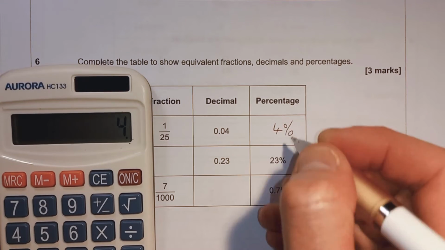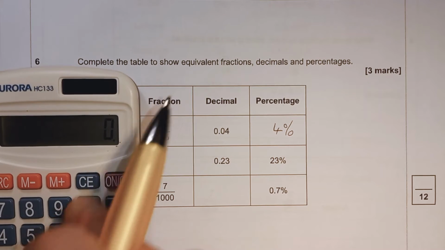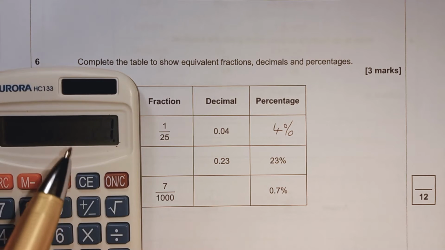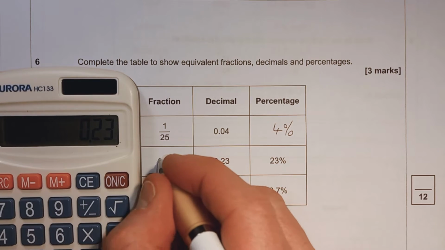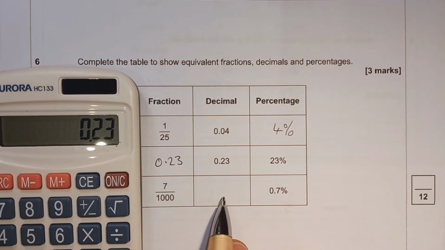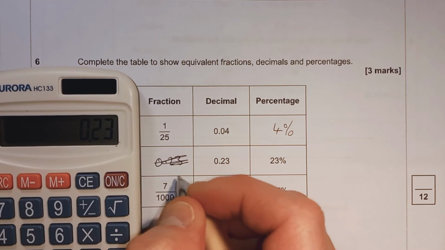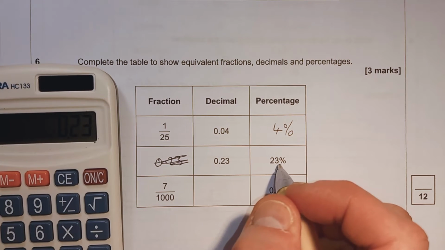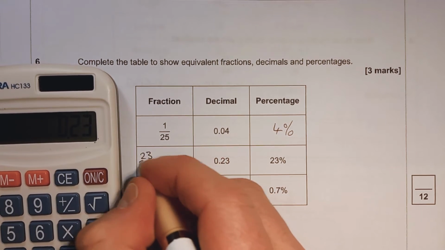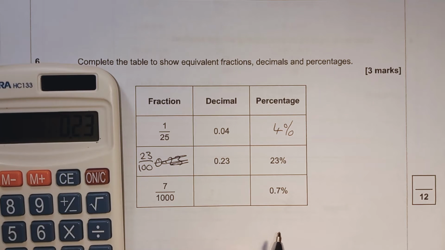So that's 4%. If we want to go the opposite way from percentage to decimal, we do 23 divided by 100, which is 0.23. So we want to go to decimal. No, oh no, sorry, that's a fraction. Silly me. We've already got the 0.23. So percentage 23 out of 100, we just write it as 23 over 100. Sorry, that's me going too quick and not paying attention.